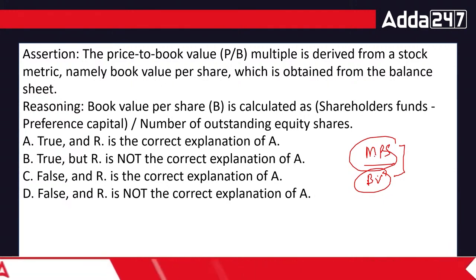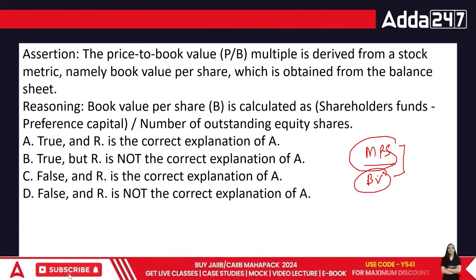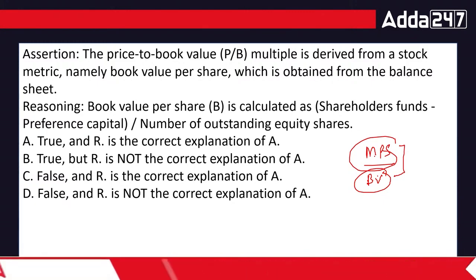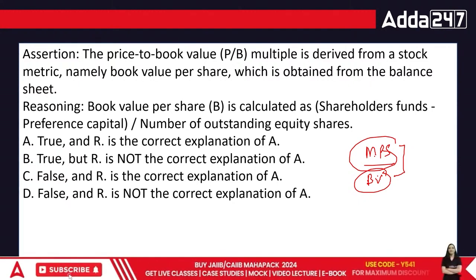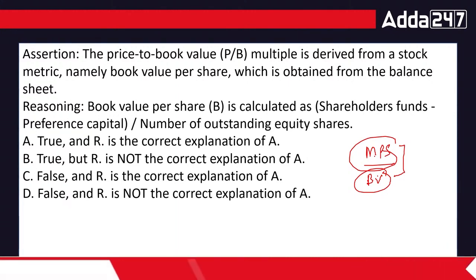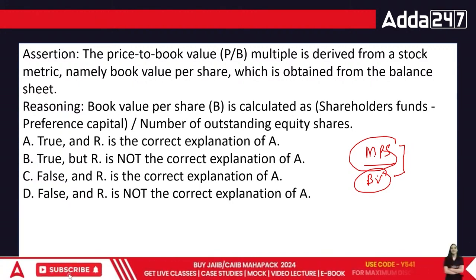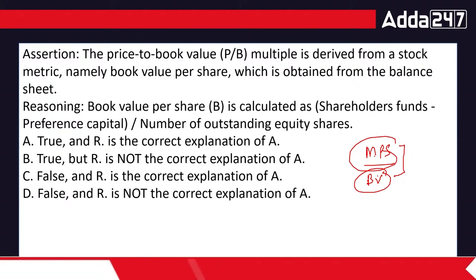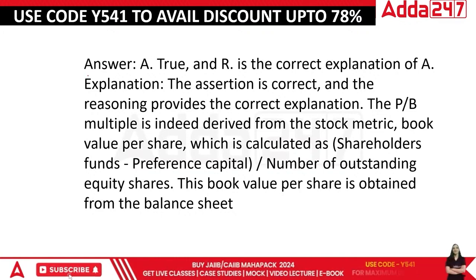So what's going to be the answer? This is derived from stock metric. Indeed it is, because first is market price per share, and book value per share is calculated as shareholder funds minus preference share capital. From the funds you remove the preference shares too. Preference shares are also outsiders. Don't treat them as insiders, because if the company is making money, they are there, and if it is not making money, they are still there. The only true owner is the equity shareholder. Nobody else can be equity. The answer is A.